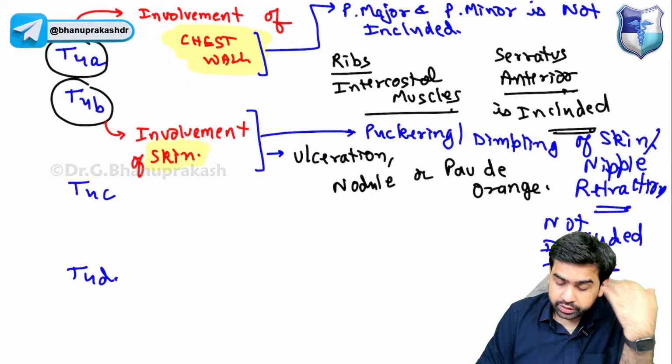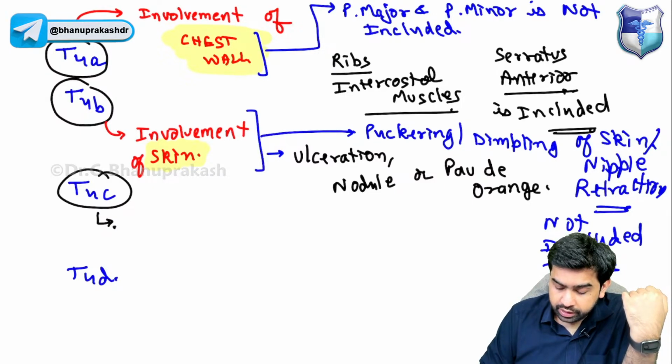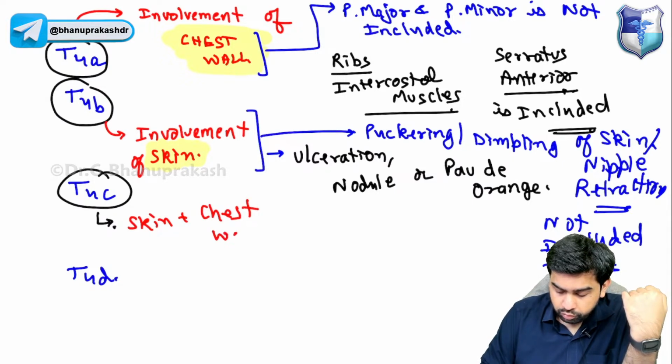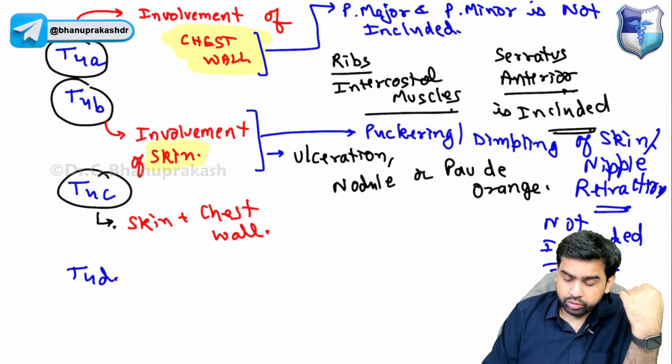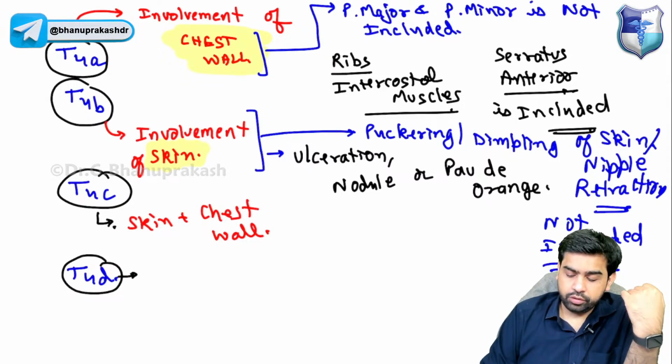What about T4C? T4C is when there is involvement of the skin plus the chest wall. And what about T4D? T4D is inflammatory breast cancer. What is T4D?